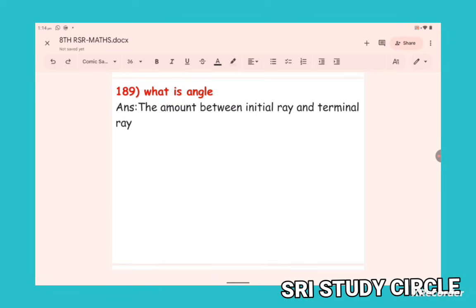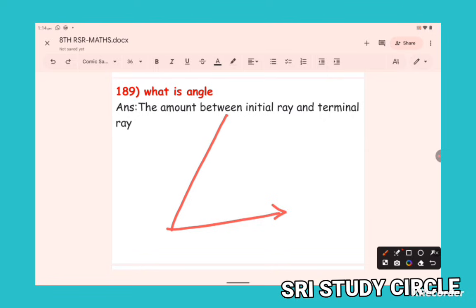What is an angle? The amount of rotation between the initial ray and the terminal ray is called an angle. Suppose this is the initial ray, and now we terminate it here, so this is the terminal ray. The amount between the initial ray and the terminal ray is known as the angle. An angle is generally denoted by theta.